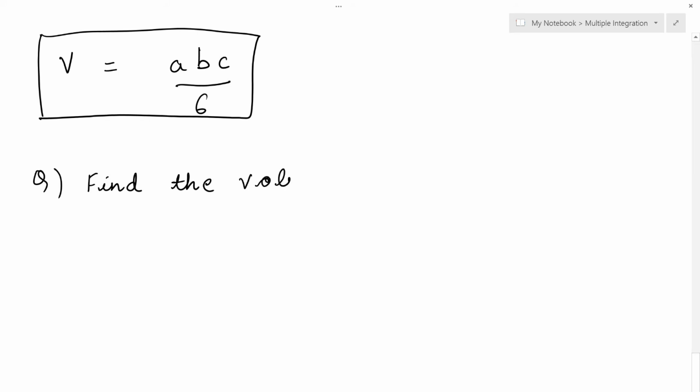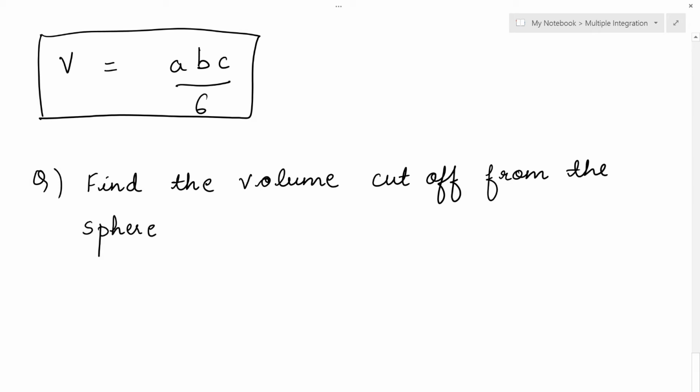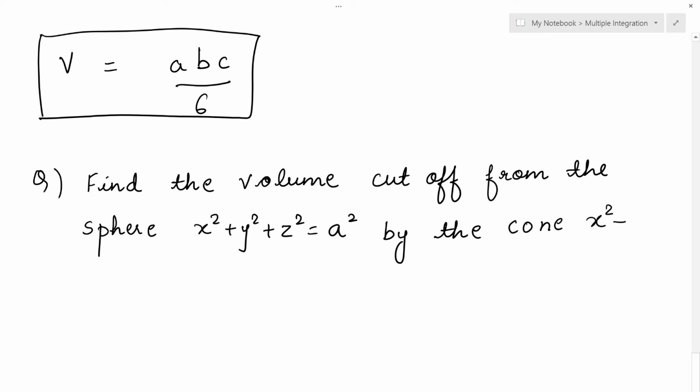Find the volume cut off from the sphere x square plus y square plus z square is equal to a square by the cone. So a sphere is given and a cone is given, x square plus y square is equal to z square.